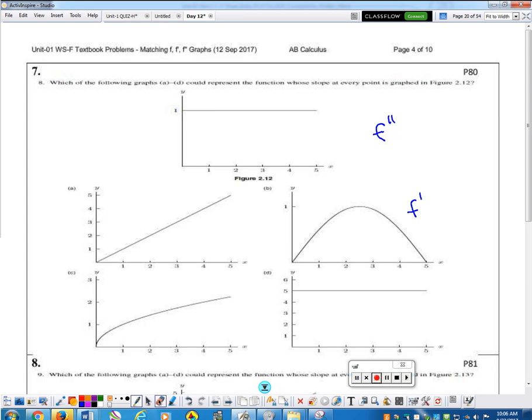The other way to look at it, David, is that they're giving you f down here and f prime up here. How do you know that? It's from the wording. Which of the following graphs, A through D? A through D are the graphs down here, Connor. Which of the graphs could represent a function whose slope at every point is graphed here? So these y coordinates are graphing the slopes of these graphs. It all depends on what you start with. If we start and say this is f, then this is f prime. If we say this is f prime, then this would be f double prime. It's all relative, it doesn't matter, but that's the idea.